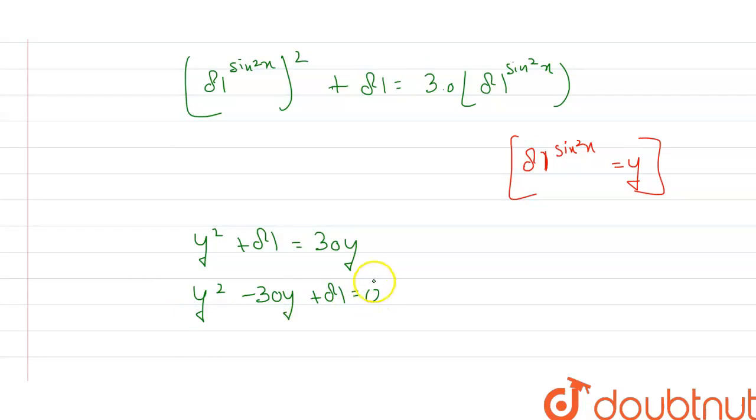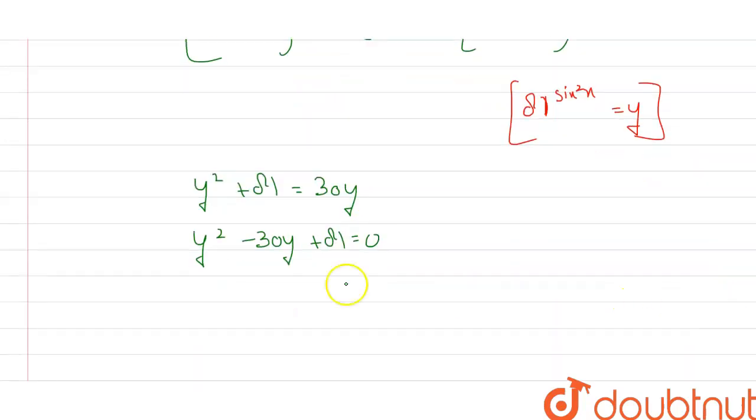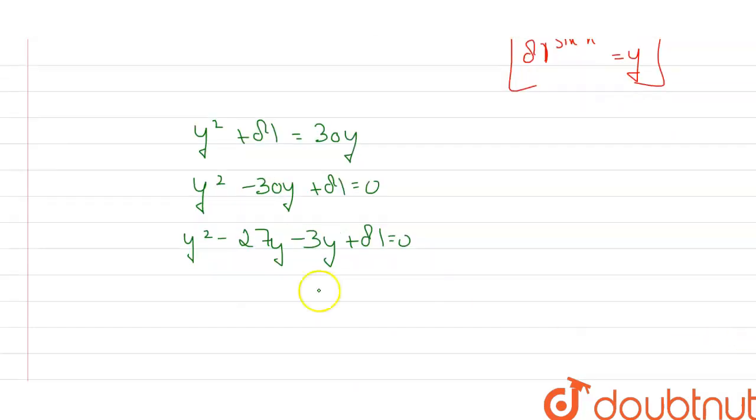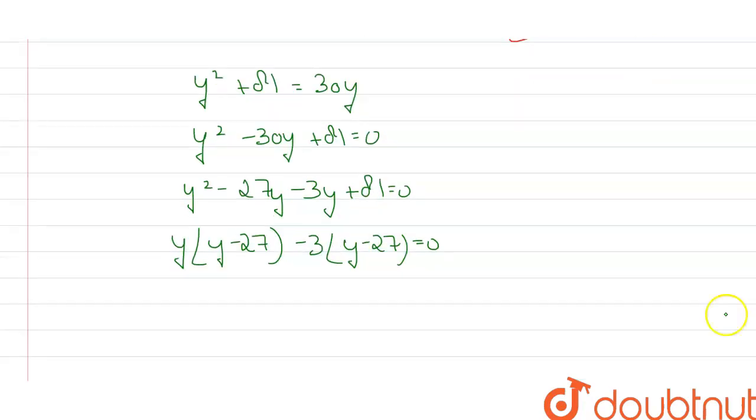To solve this equation further, I can write 30 as 27 and 3. So this will be y² minus 27y minus 3y plus 81 equals 0, using middle term splitting, which you know very well. Now I can take y common, so y(y − 27), and taking minus 3 common, −3(y − 27), equals 0. These two factors, y − 3 and y − 27, equal 0.